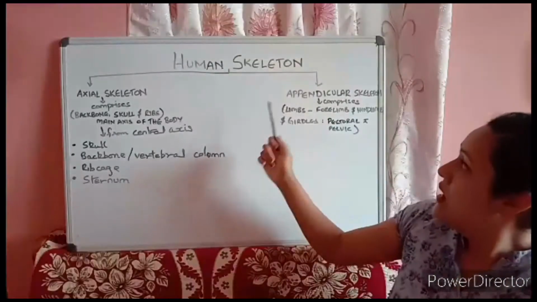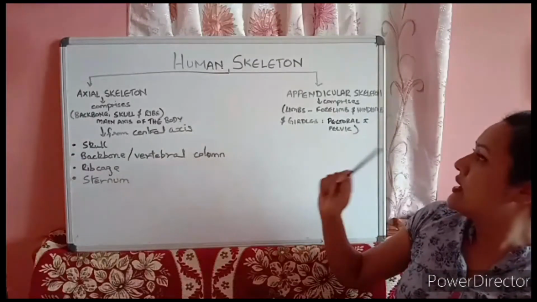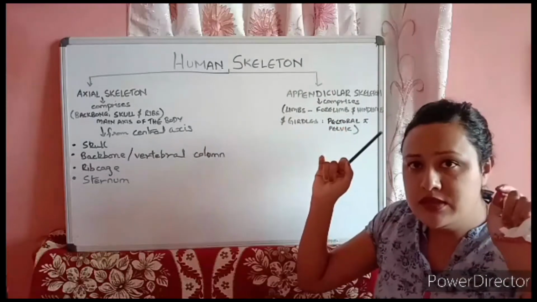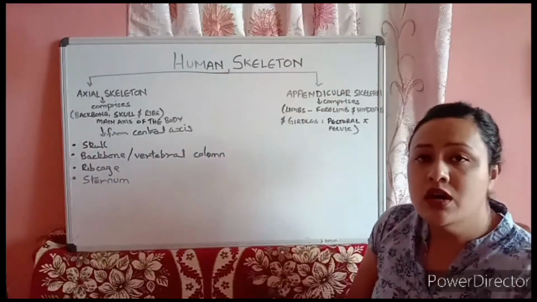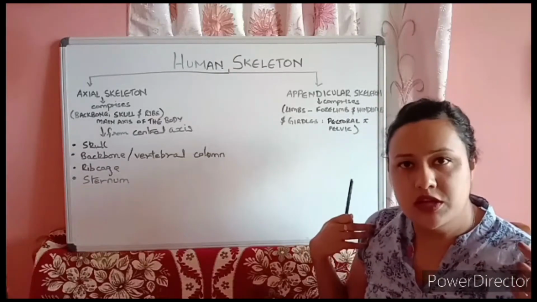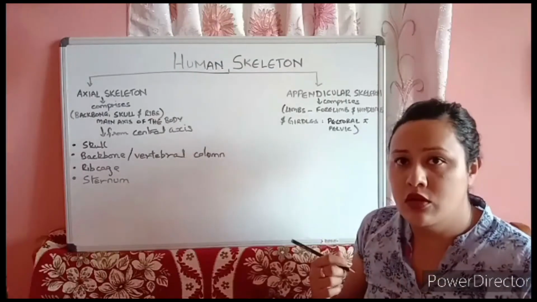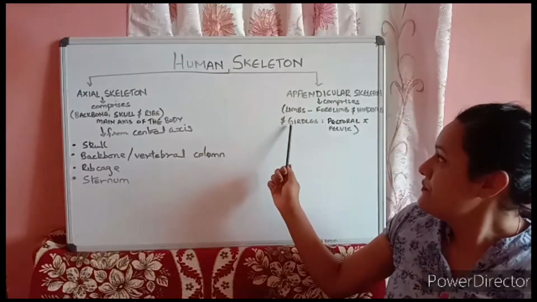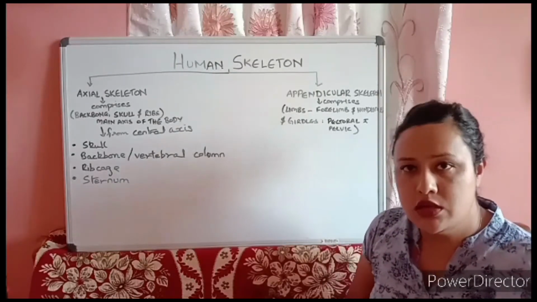On the other hand, we have your appendicular skeleton. As you can see, it comprises your limbs, your forelimbs, your hands and your hind limbs, those are the legs, along with your girdles, the bones and joints present in your shoulder region. The bones that are connected with your arms and legs come under girdles. We have the pectoral girdle and the pelvic girdle.